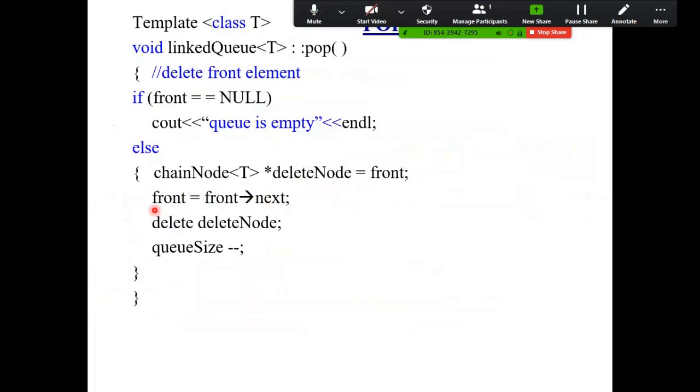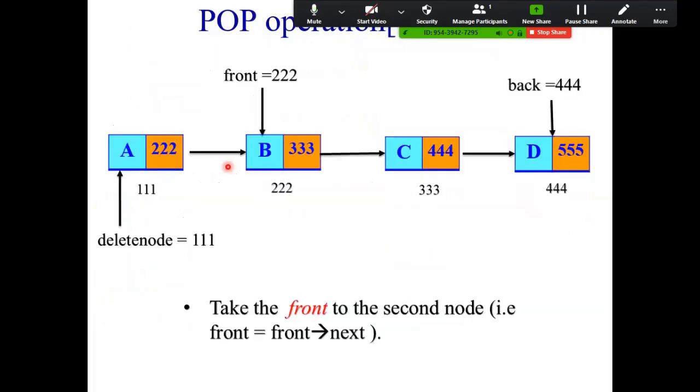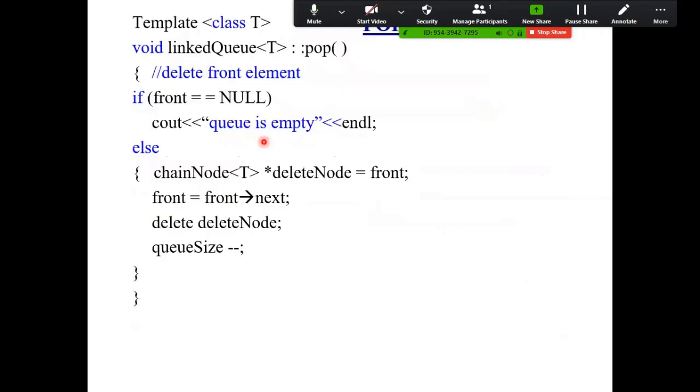Now, if you want to delete the first node, the second node will be the front. That's what front equals to front of next. Front was here. Front of next is 222. Now front is modified to 222, so front is pointing to the second node. Now I can delete the first node using the delete operator. After deleting, the queue size will be decremented. This is how we can perform the pop operation.